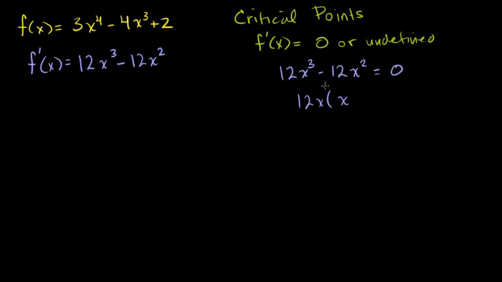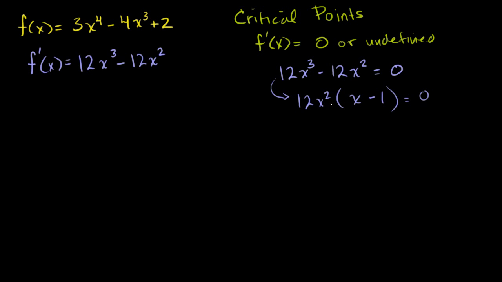Actually, let's factor out a 12x squared. If we factor out a 12x squared, if we divide both of these by 12x squared, this term just becomes an x. And then minus 12x squared divided by 12x squared is just 1, is equal to 0. I just rewrote this top thing like this. You could go the other way. If I distributed this 12x squared times this entire quantity, you would get my derivative right there.